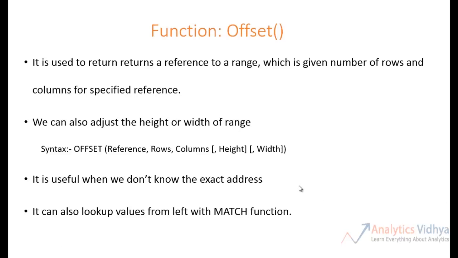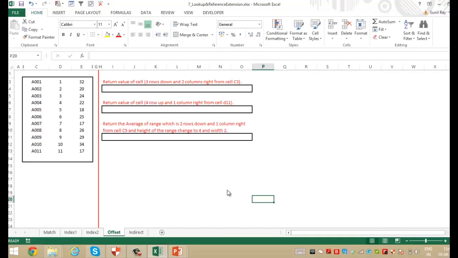It has 5 arguments and out of these 2 are optional, height and width. Here the row and column numbers can be negative for left and upward reference, but height and width can't be negative. Now let's understand it using some examples. Let's straight away move to the exercises.